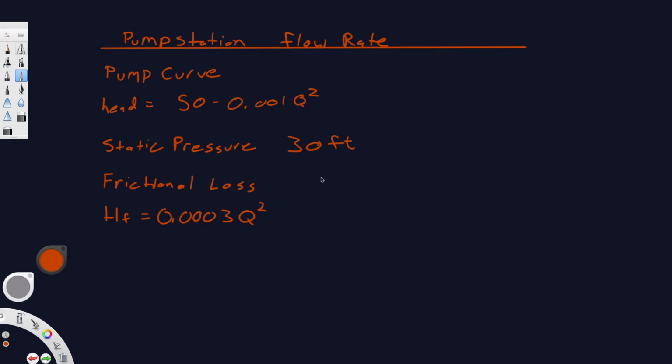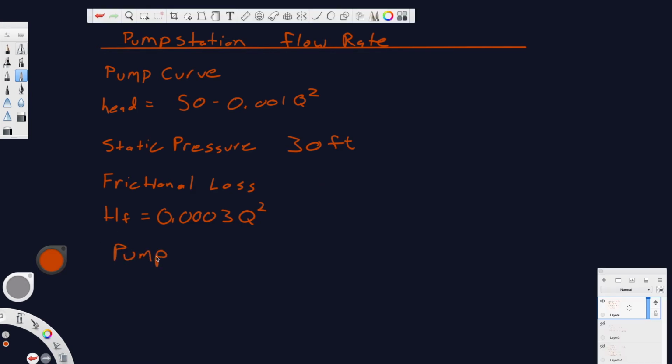Alright, well, I hope that went well for you. Let's take a look at the solution. So the first thing we need to do is develop the relationship between our system that's going to require head and the pump that's going to provide head. So basically our pump is going to be equal to our system, and we want to find the intersection.